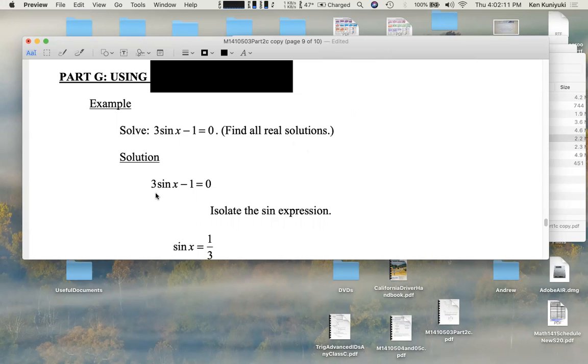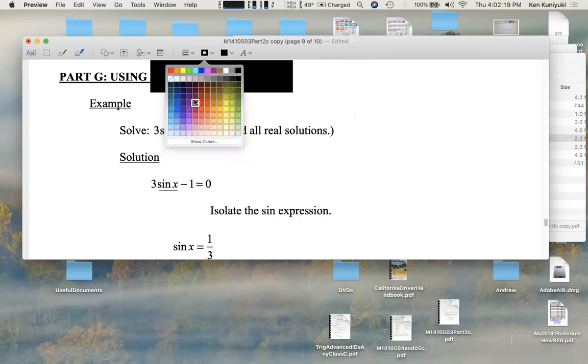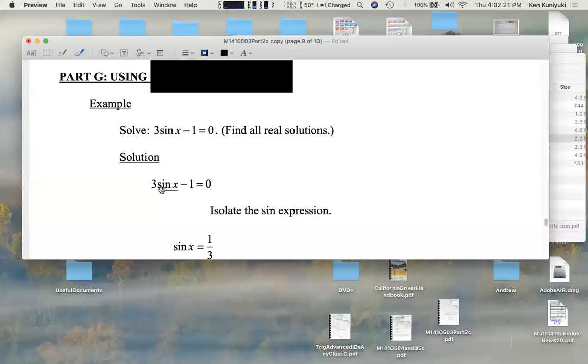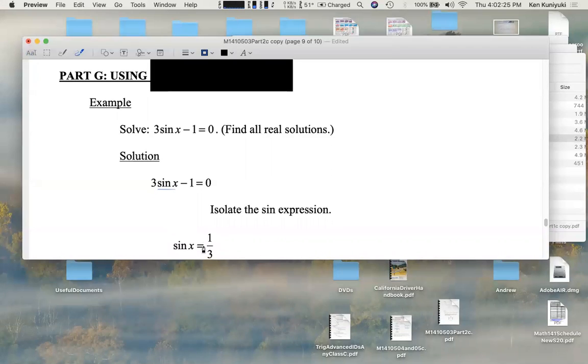Well, this is a linear form in sine of x. We can isolate sine of x itself. Add 1 to both sides, divide by 3, not a problem. To isolate sine of x, add 1 to both sides, divide by 3, and we get sine of x equals 1/3.